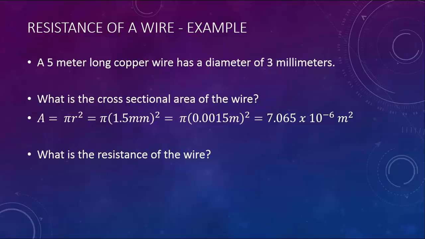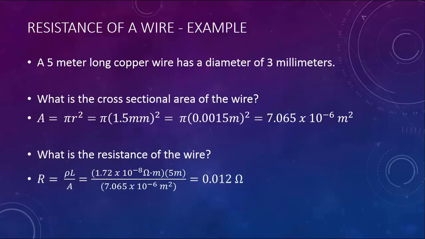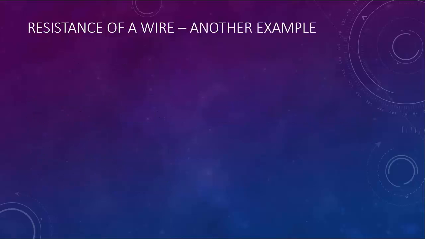Now we can determine the resistance of the wire. R equals rho L over A. We can look up the resistivity of copper on the reference table. It's 1.72 times 10 to the negative 8 ohm meters. We know that the wire is 5 meters long, and we just found out the cross-sectional area. The resistance of this wire would be 0.012 ohms.